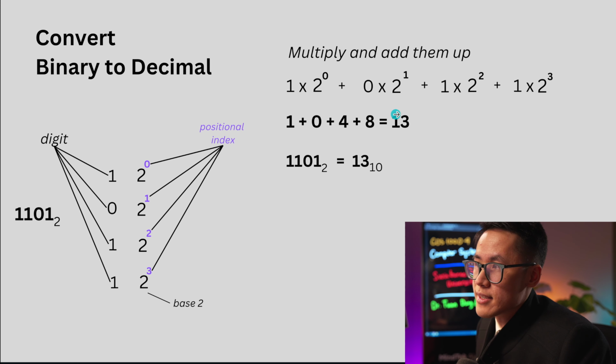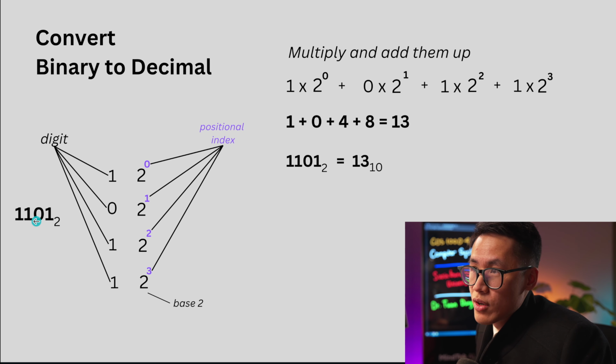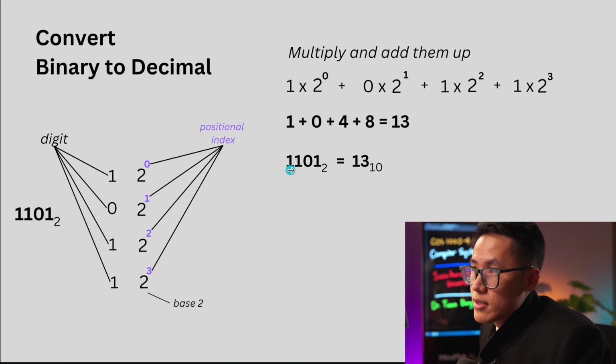So 13 is the decimal number. Or you can say we have 13 apples in this case. Or you can say 1101 is a binary number that represents 13 different objects. What you can write is 1101 and then put the number 2 smaller underneath, equal 13, put the 10 underneath.